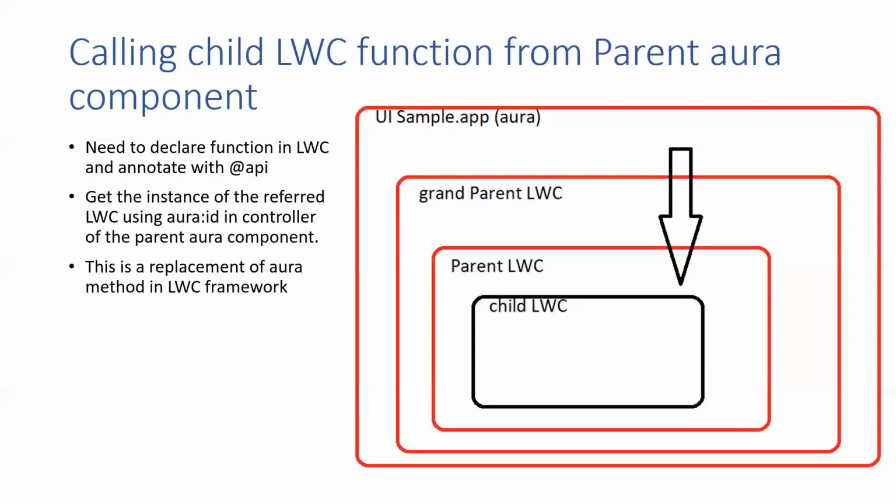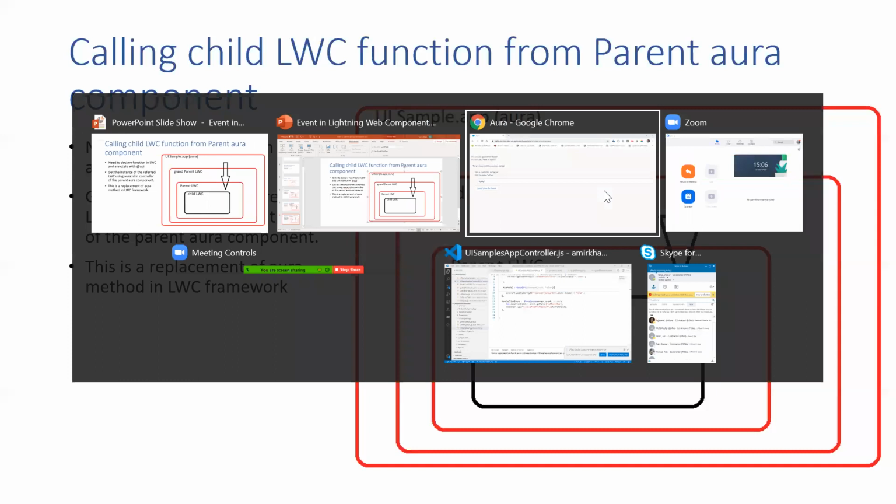The second step is that we will have to create the instance by using the Aura ID in the controller of the parent Aura component, and on that particular instance we will be calling the method which is written in the grandparent LWC. Basically, this is a replacement of the Aura method which we have in the Aura framework. So let's quickly jump to the code and see how we can do this.